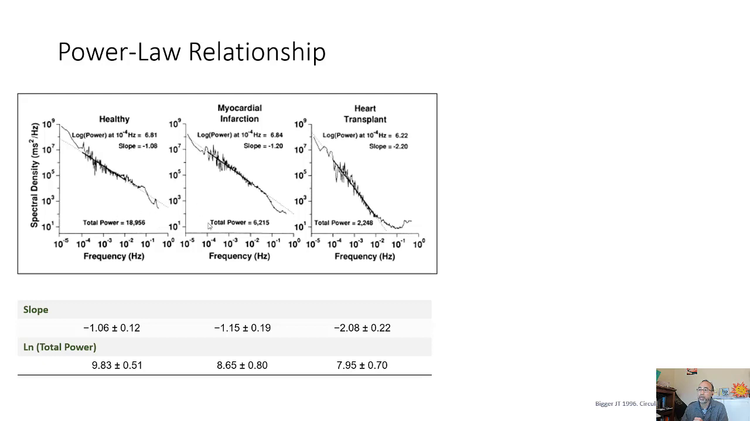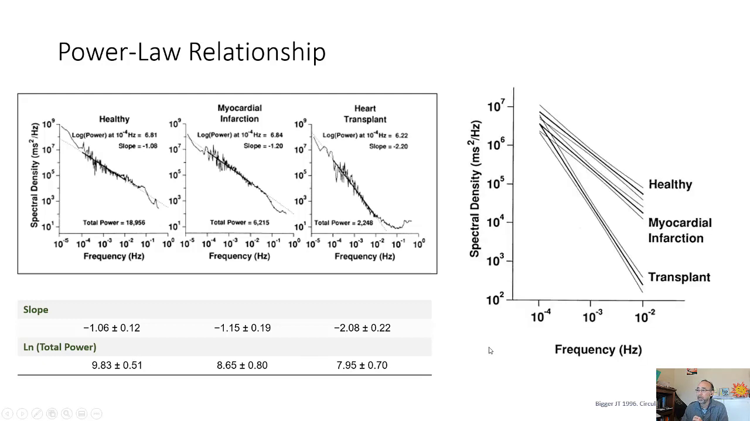The other thing to note is that the total power was significantly different. The healthy individual had higher power compared to the MI and the heart transplant patients. If you take the average for all the individuals within this group, you find that these differences in slope and the total power are statistically significant. And again, the healthy individual has a slope that's nearly close to minus 1, which resembles pink noise. And the same applies to the total power.